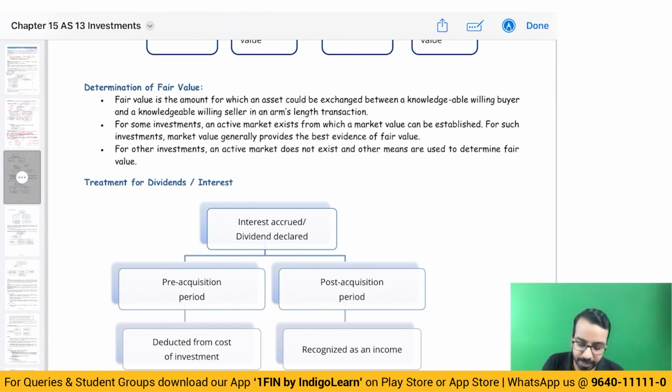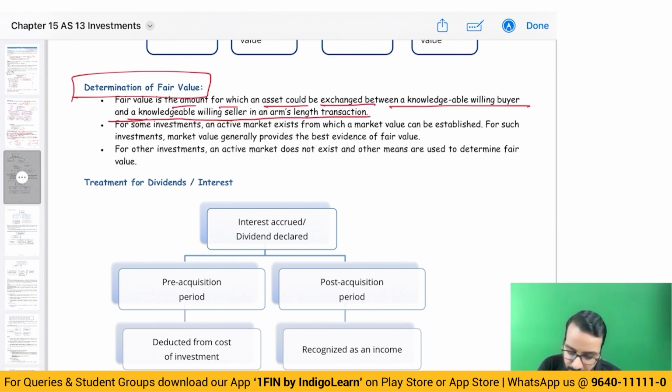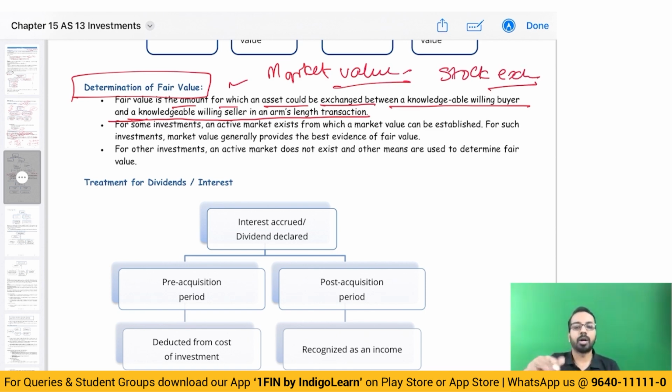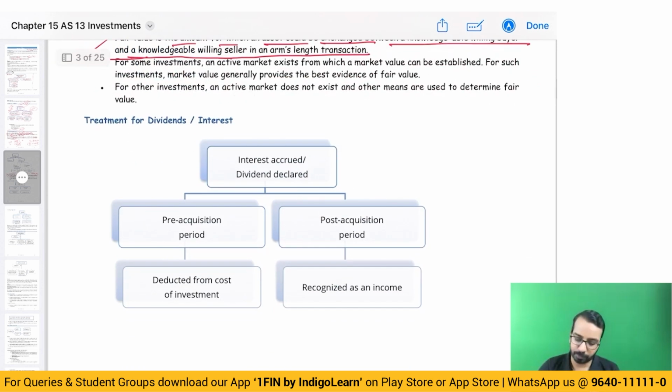We said that there is a requirement of fair value. What is fair value? It is the amount for which an asset could be exchanged between a knowledgeable willing buyer and a knowledgeable willing seller in an arm's length transaction. So generally, this fair value is the market value. Typically, you can look at stock exchanges. Whatever is being dealt with at the stock exchanges, that is the fair value. Okay. That is what we will use.